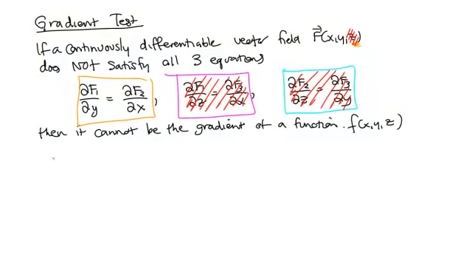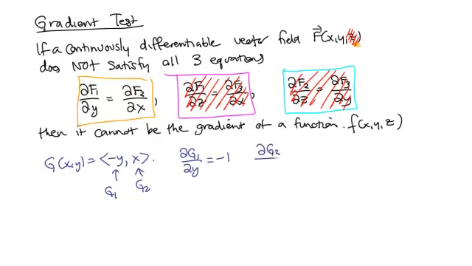In our example, we had g of x, y equal to minus y comma x. And so this would be playing the role of g1, this would be playing the role of g2. If we take the derivative of g1 with respect to y, we get negative 1. If we take the derivative of g2 with respect to x, we get positive 1. And since those two numbers don't match, we know definitively that the vector field G is not the gradient of anybody.